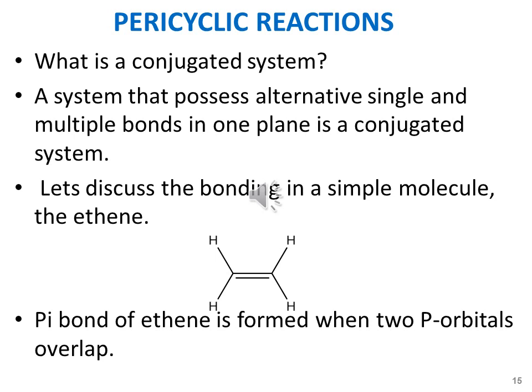Let us discuss the bonding in a simple molecule of ethene. In the ethene molecule, the 2 carbon atoms are sp2 hybridized, and each carbon has a p orbital. The 2 p orbitals are in the same plane, and hence they can overlap, and by their overlapping one pi bond is formed.